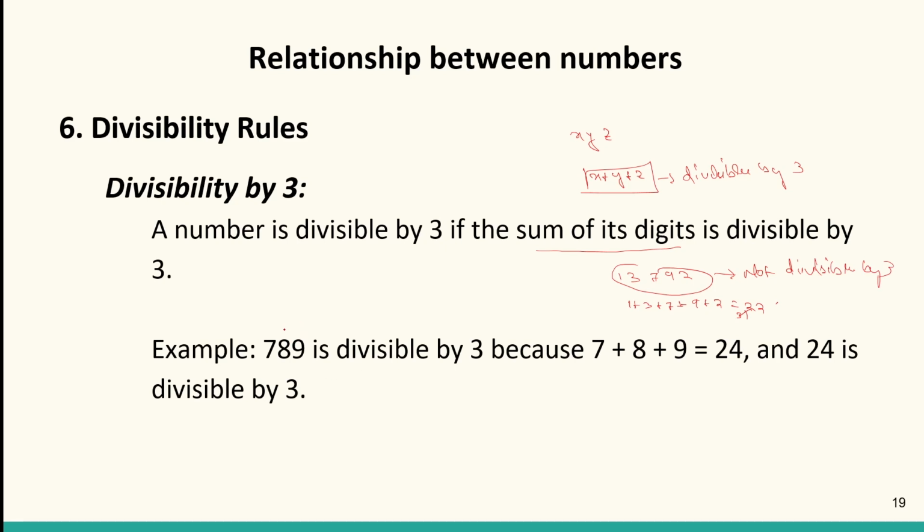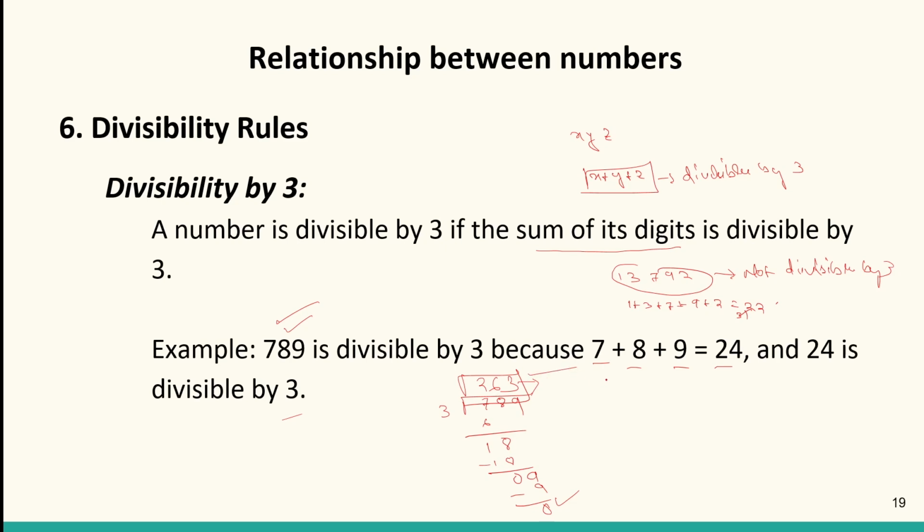So let's see another example. Let's take 789. What we need to do first is 7 plus 8 plus 9, that is 24, and 24 is actually divisible by 3. So this number is actually divisible by 3. And if you divide this number 789 by 3, we get 263. The remainder is 0 and the quotient is 263.